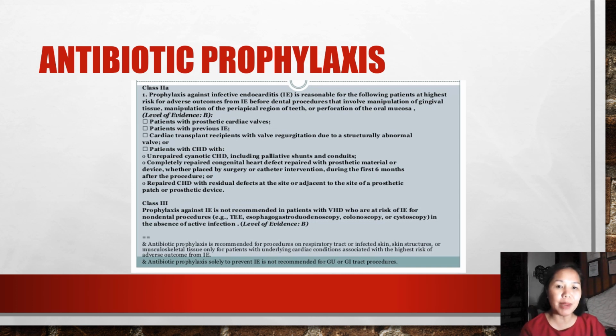those with completely repaired congenital heart disease, repaired with prosthetic material or device, whether placed by surgery or catheter intervention during the first 6 months after the procedure, or repaired congenital heart disease with residual defects at the site or adjacent to the site of the prosthetic patch or prosthetic device. Prophylaxis against infective endocarditis is not recommended in patients with valvular heart disease who are at risk of IE for non-dental procedures.